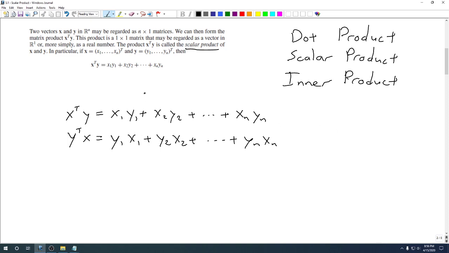So even though it looks like there's an order to this, that the x is the one being transposed, it really doesn't matter which order we do it in. x transpose y is the same thing as y transpose x.